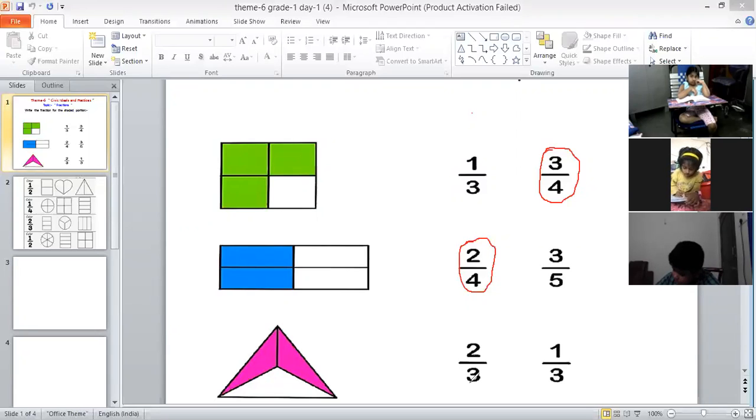So read out the options first. 2 options are there. Tell me what are those 2 options? 2 by 3. And what is the next option? 1 by 3. Yes, 2 by 3 and 1 by 3. Now tell me what will be the correct answer. What will be the fraction for the shaded part? 2 by 3. Yes, 2 by 3 is the correct answer, as this triangle is divided into 3 parts, and out of 3 parts only 2 are shaded. So the fraction will be 2 by 3. That is the correct answer.